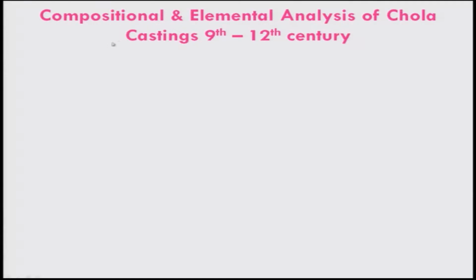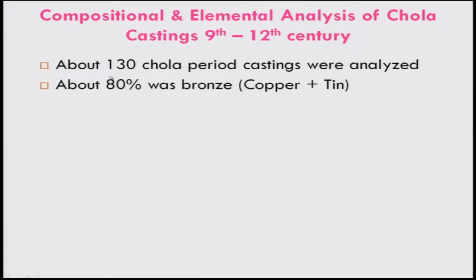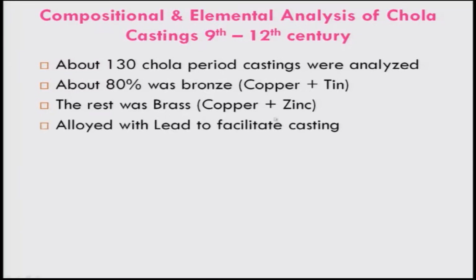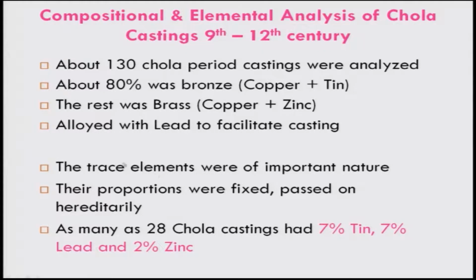So, a lot of research work has been done, but I will show you some of it, that is compositional element analysis of Chola castings. About 130 Chola castings were analyzed, out of which 80% are bronze, that is made of copper and tin, and the rest are brass, copper and zinc. And of course, people have alloyed with lead to facilitate casting, and their proportions are fixed, passed from one generation to another, and this technology is kept as a secret.